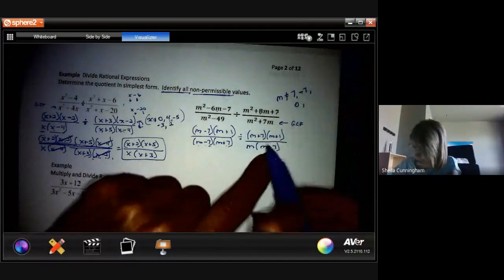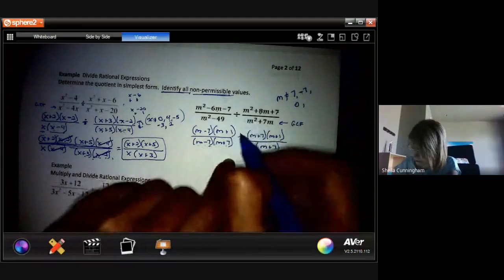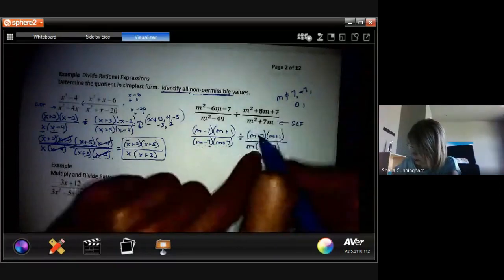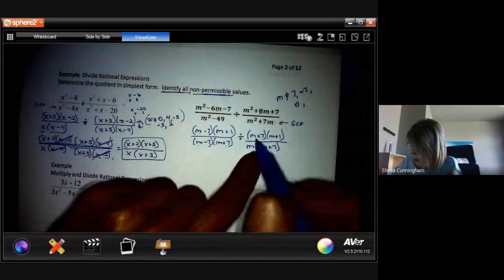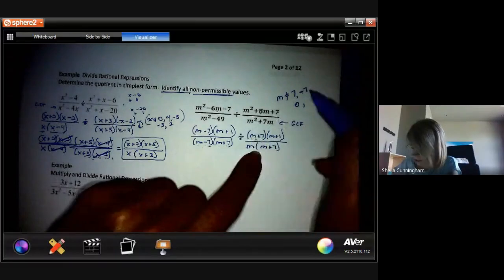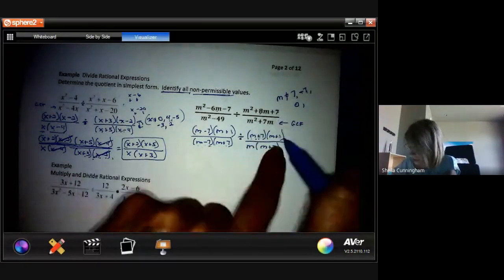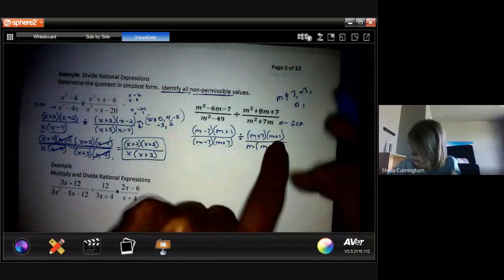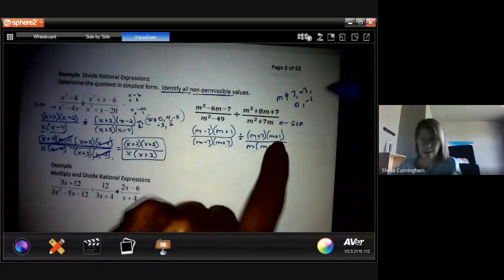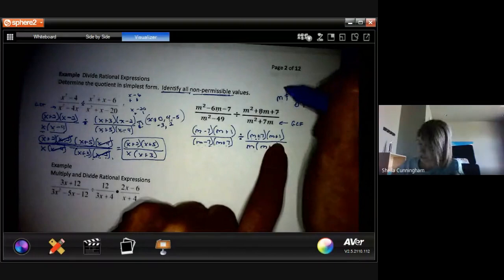But take note, you're dividing here with this rational expression. So also check the numerator. So I can't have m as a negative 7. Again, I had that already. But the one I didn't have is I need to include m can't equal a negative 1. I have to make sure I include that in there.